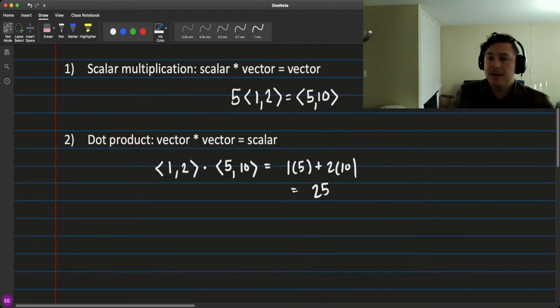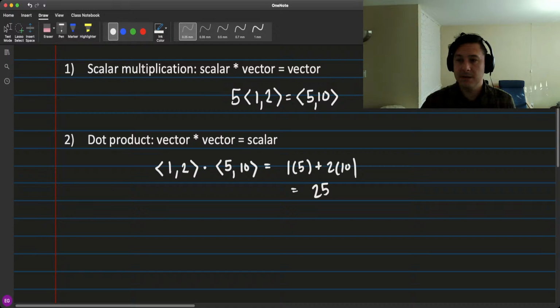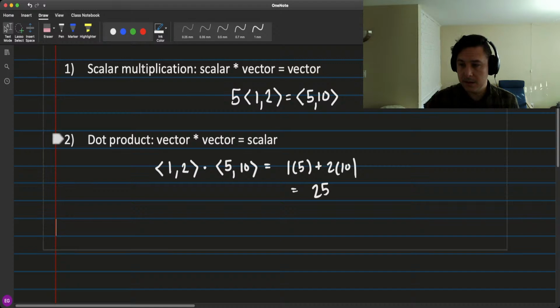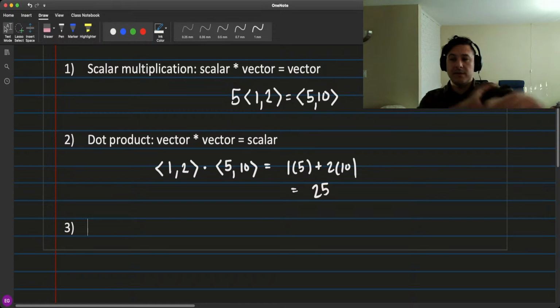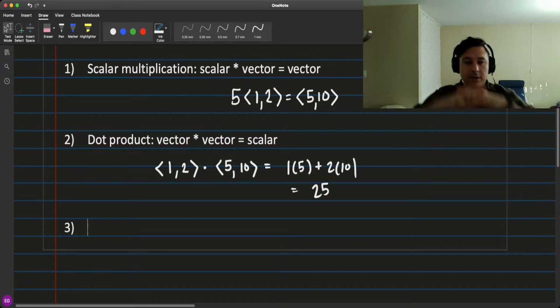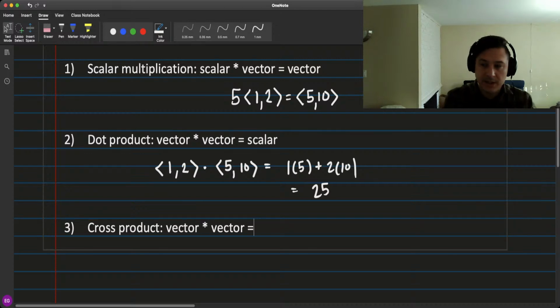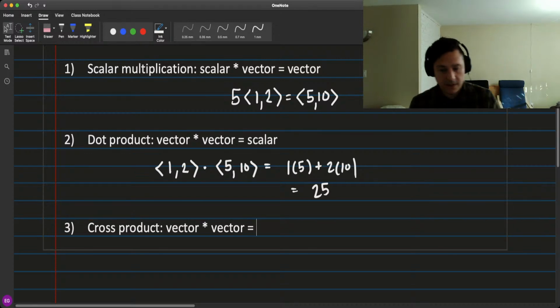Okay, so vector times vector equals scalar. What do you think the next type of vector multiplication will give us? We previously had vector times vector equals scalar. What should our third one do, which is called the cross product? It will be vector times vector, but what do you think we will get now? Yeah, good.